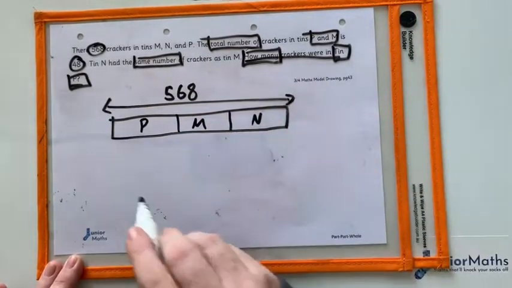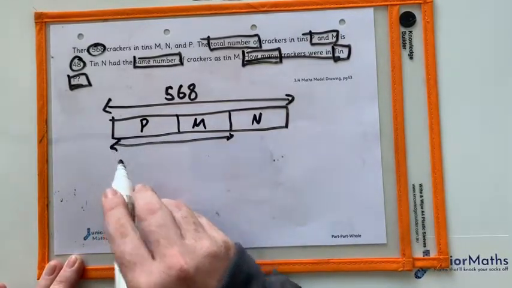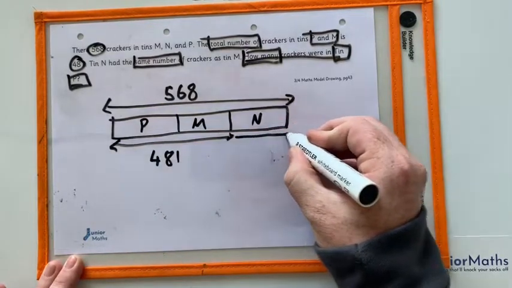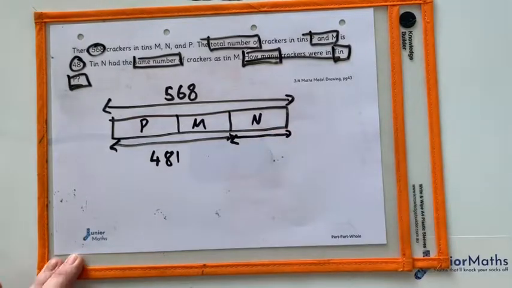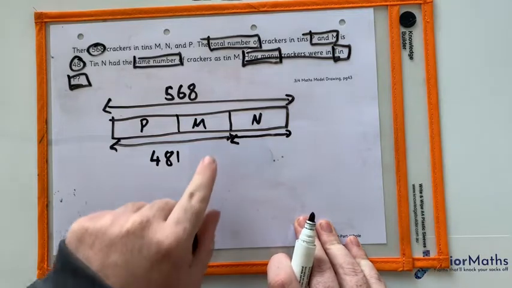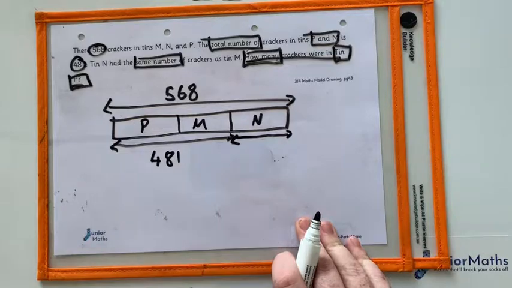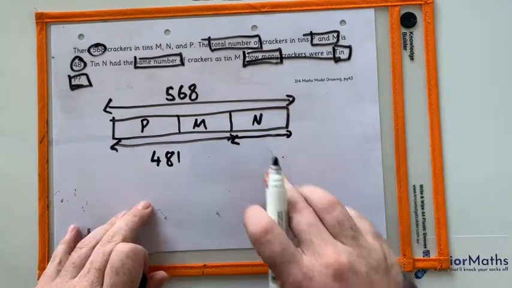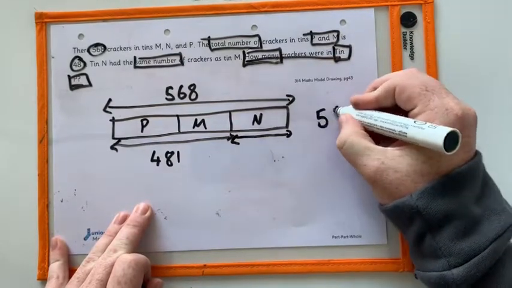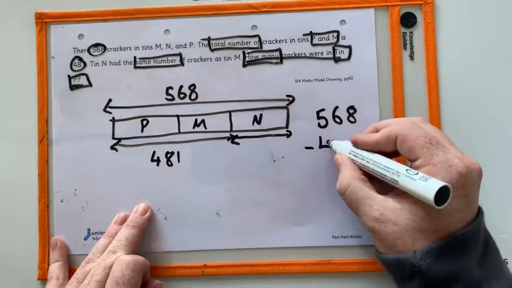Okay, so P and M as a total is 481. We need to find out what the total of N might be. And then that will give us information to further break this number down into what P is worth, and we'll know what M is worth. So to find out the value of N, we take our total and we take away our known part.